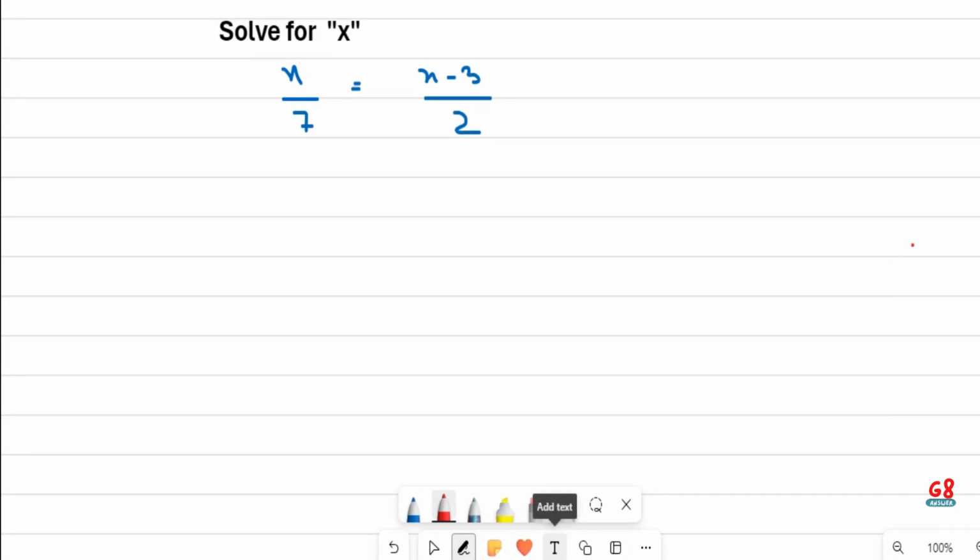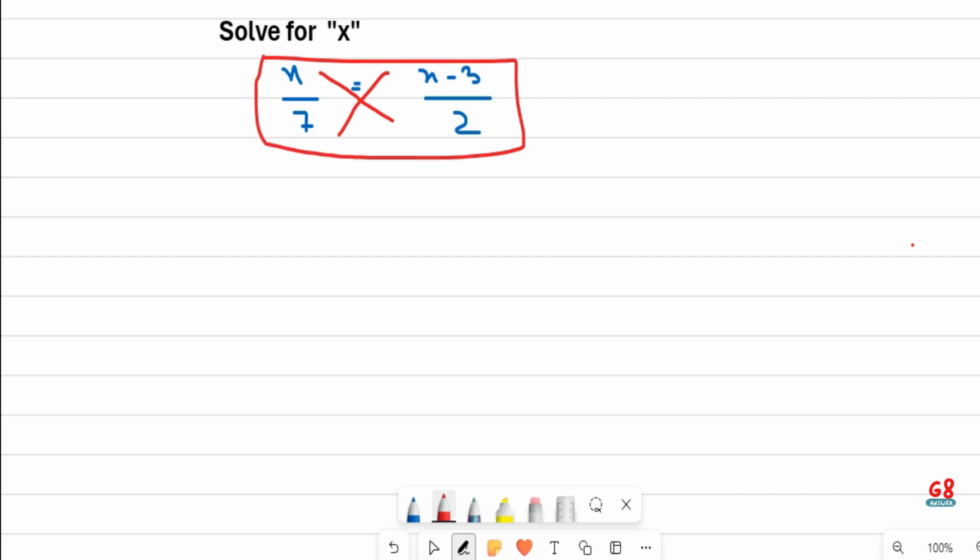Friends, we are here with another question in which we have to find the value of x. So the given equation is x upon 7 equals x minus 3 upon 2. Since the given equation is a rational equation, we will apply the cross multiplication rule. So 2 will be multiplied with x, and 7 will multiply with x minus 3.